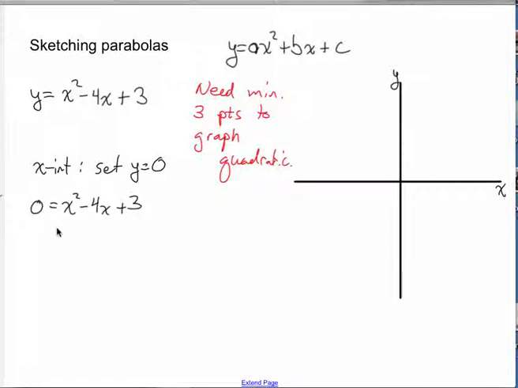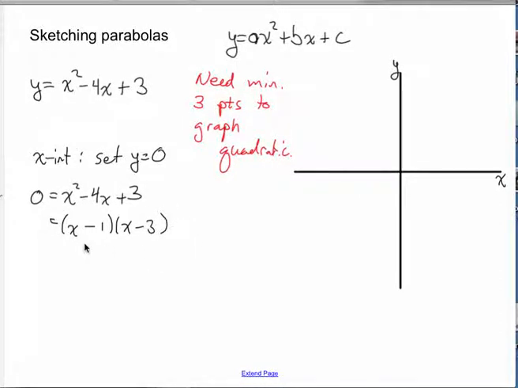This is factorable, because there's a product and sum that allow this to work, and they are -3 and -1. And if you expand that out, you would get this back, so I know it's correct. Based on that, to solve this quadratic, either this bracket is 0 or this bracket is 0. Lo and behold, my two x-intercepts are 1 and 3. Perfect.